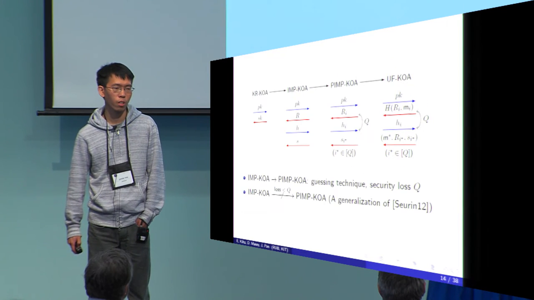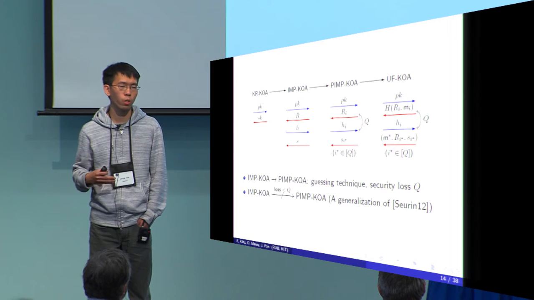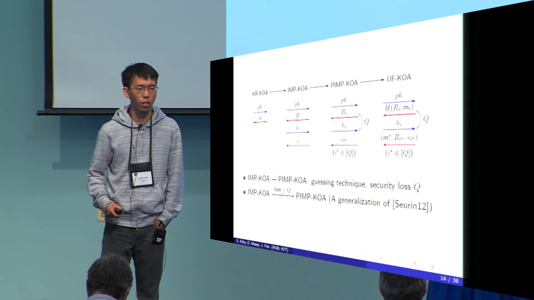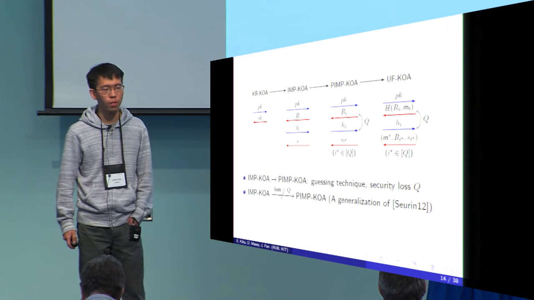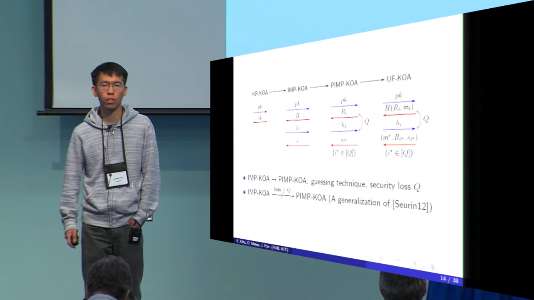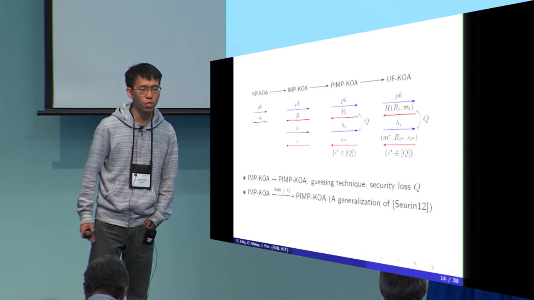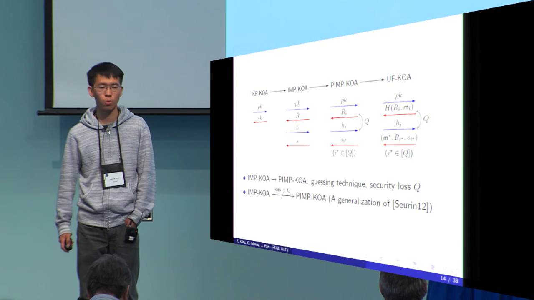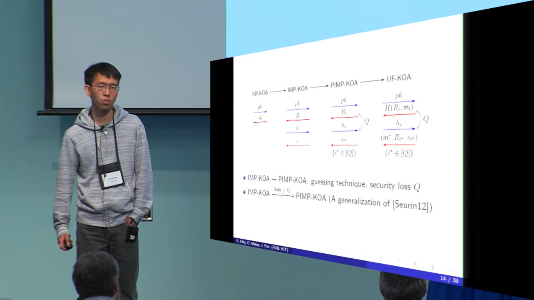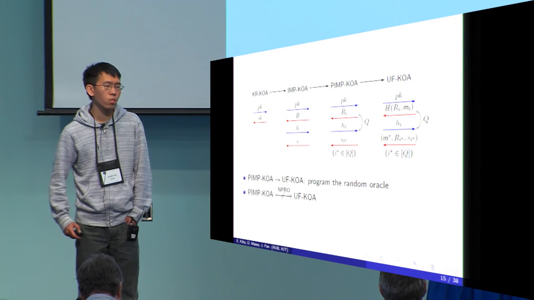Okay. And the second step is that we transfer the impersonation attack security to the parallel impersonation security, PIMKOA security. So for the reduction here, we require a guessing technique. We just guess where the challenge session is, and then the security is going to lose a factor of Q. We also show that this step's security loss is optimal. You can't do it better. And the last step is somehow trivial.